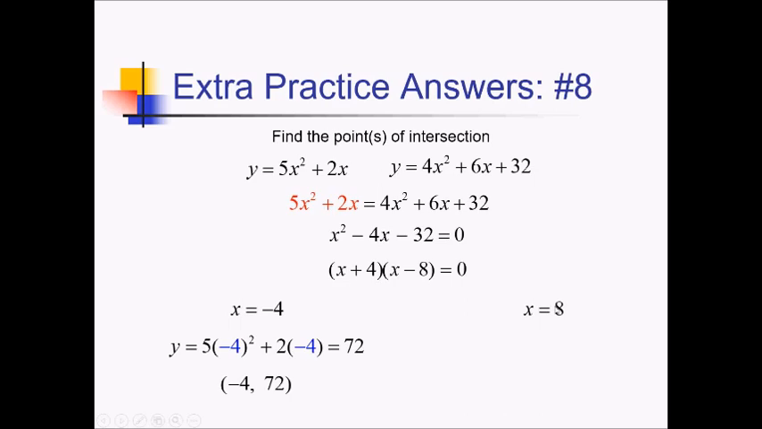And then for this other one, I'll just use the same equation. So we're going to have 5 times 8 squared plus 2 times 8. Well, 8 squared is going to be 64. 5 times that is 320. Plus 16 gives us 336. So this is the point 8 comma 336. And those are our 2 answers.